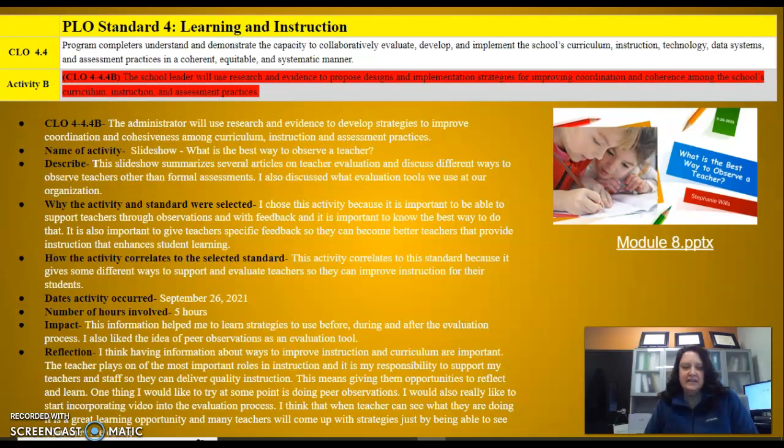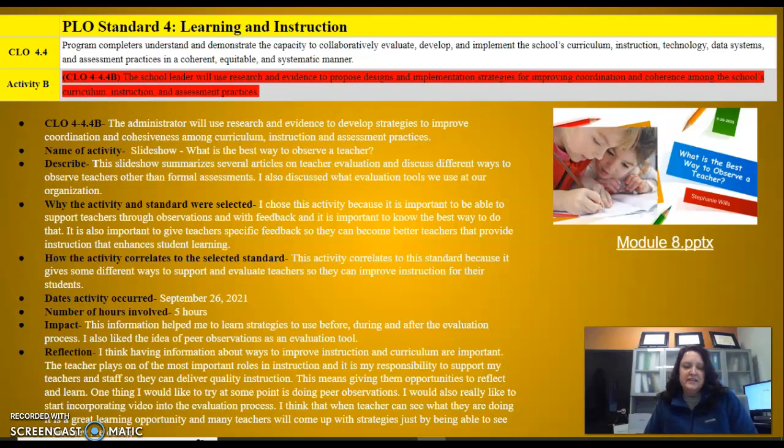The impact that it has on me immediately is this information helped me to learn strategies to use before, during, and after the evaluation process. I also like the idea of peer observations as an evaluation tool. I have not used that before, but I think it could be a great tool to help with partnership, collaboration, and it's something I would like to look into in the future.